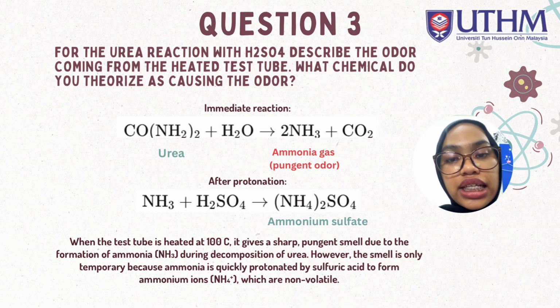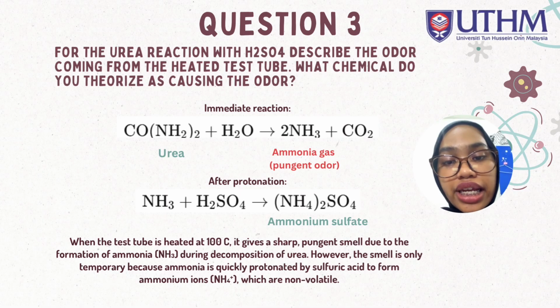When the test tube is heated at 100 Celsius, it gives a sharp pungent smell due to the formation of ammonia NH3 during decomposition of urea. However, the smell is only temporary because ammonia is quickly protonated by sulfuric acid to form ammonium ions, which is NH4+, which are non-volatile.